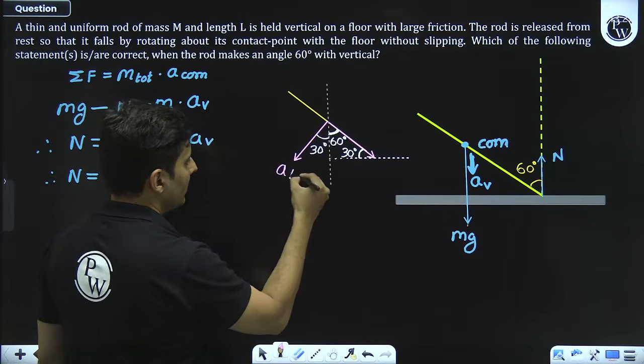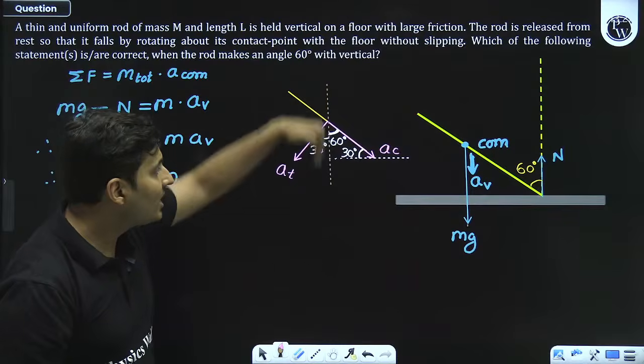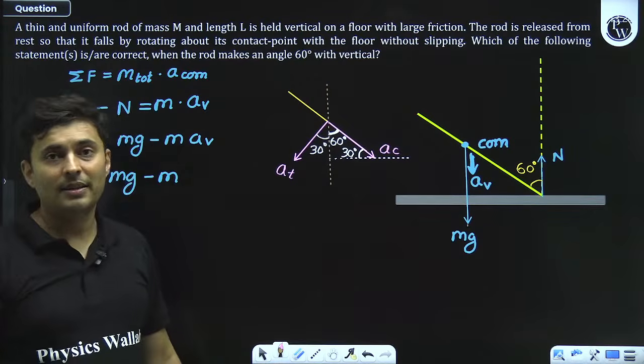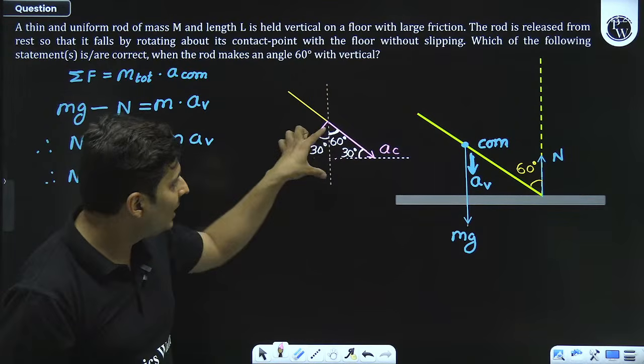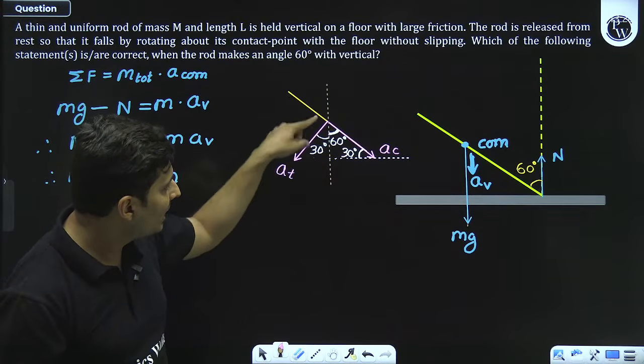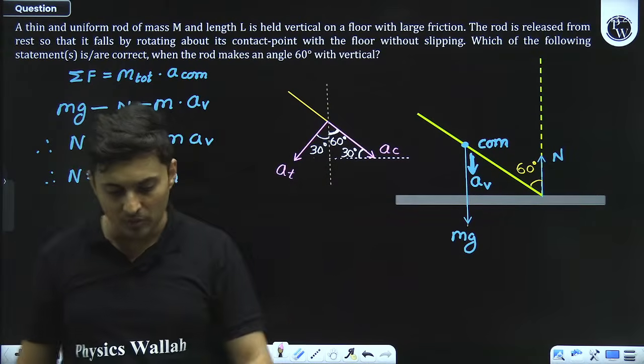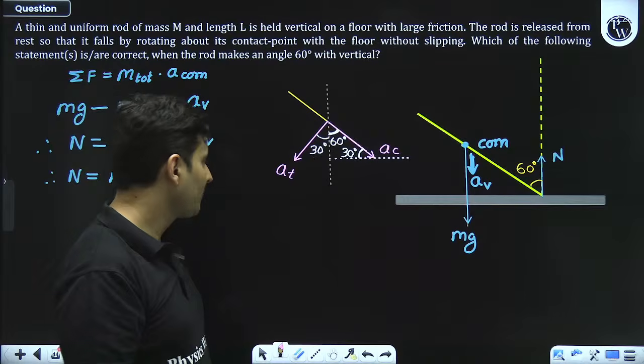This is tangential. This is centripetal. If I want to know how much the vertical acceleration is, I will take centripetal's cos 60 component and tangential's cos 30 component, and add them to get the total vertical acceleration. Yes or no? Quickly tell me in the chat box.